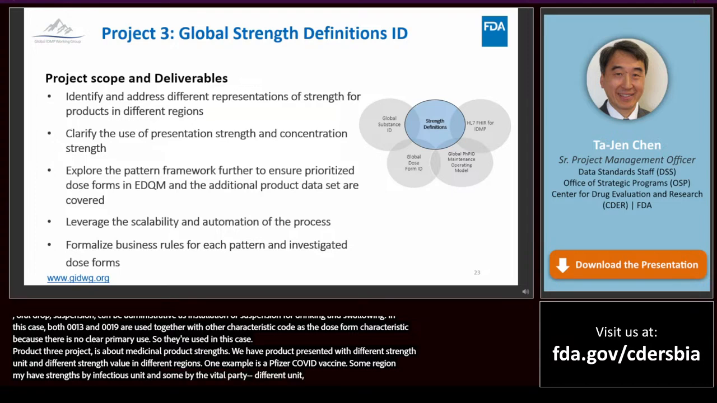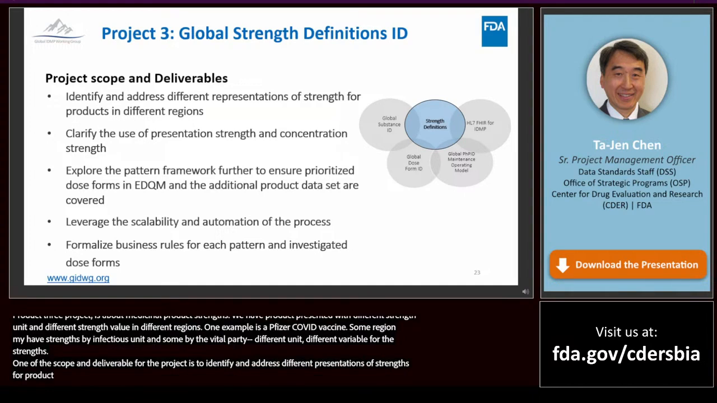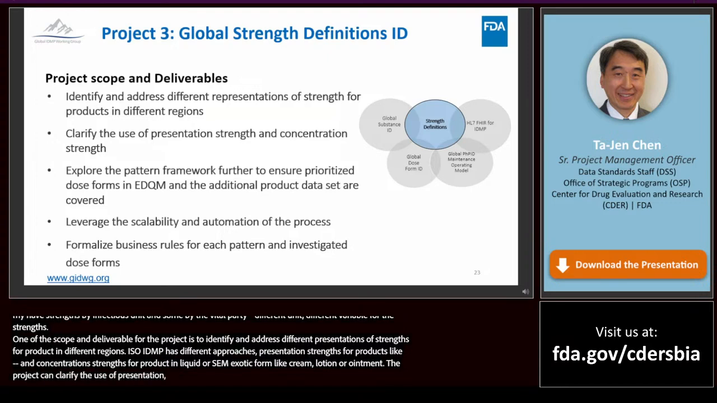One of the scope and deliverable for the project is to identify and address different representations of strengths for product in different regions. ISO IDMP describes strengths in two different approaches: presentation strengths for product like tablet, capsule, or a sachet, and concentration strengths for product in liquid or semi-solid form like cream, lotion, or ointment. The project needs to clarify the use of presentation strengths and concentration strengths as input to generate PHP-ID.